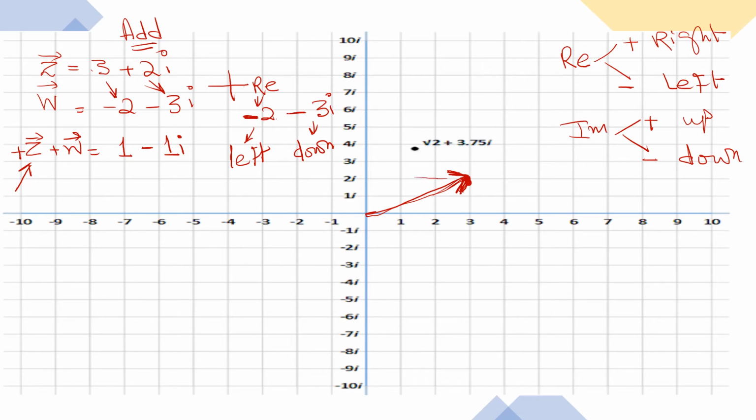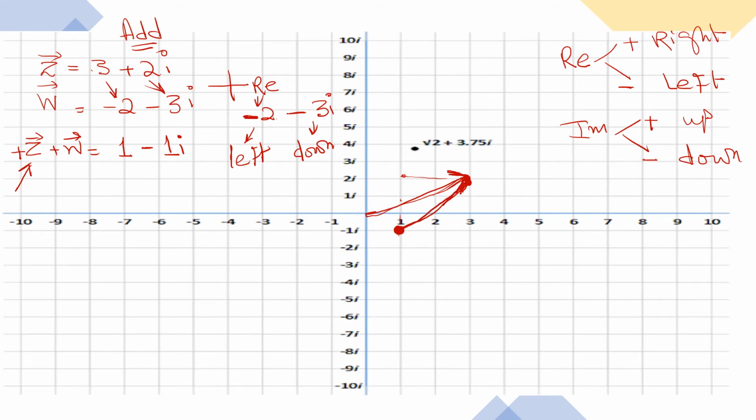So 1 and 2. But it's not done, you cannot stop here. You have to move down 3 units. So here 1 unit, 2 units and 3 units. So this is your resultant vector. Now add, join it.